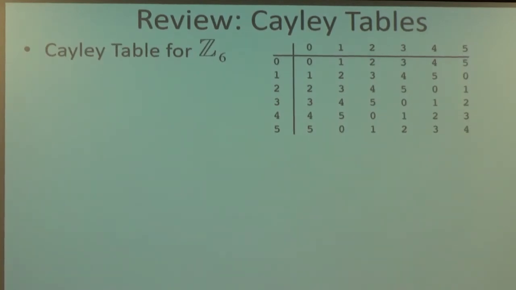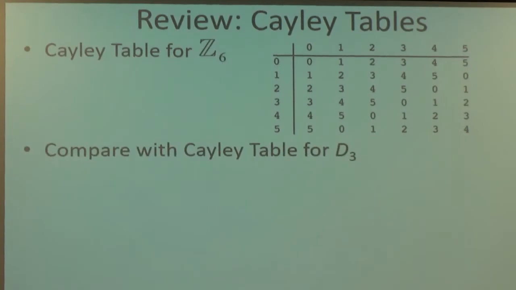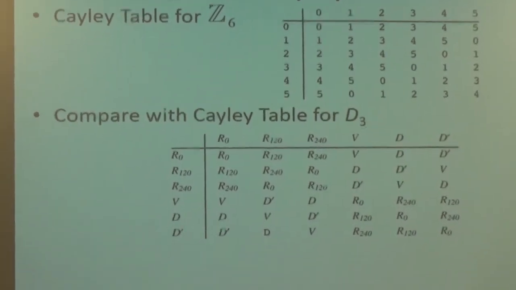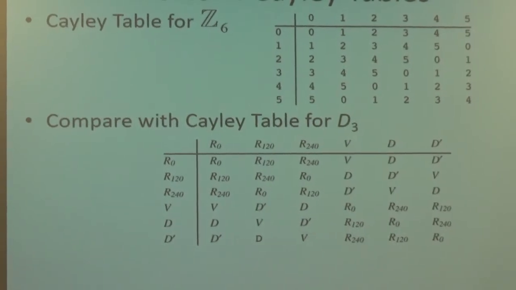We can compare this, for example, with the Cayley table for D3, the group of symmetries of an equilateral triangle. And always remember, D3 has 6 elements. D4 has 8 elements. D5 has 10 elements. You always double the subscript. The 3 refers to the fact that these are symmetries of an equilateral triangle with 3 sides. D4 is symmetries of a square that's got 4 sides. D5 is symmetries of a regular pentagon that's got 5 sides. But you have both rotations and reflections, and so you have to double the number of elements.